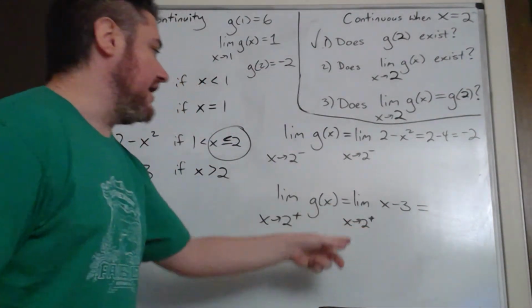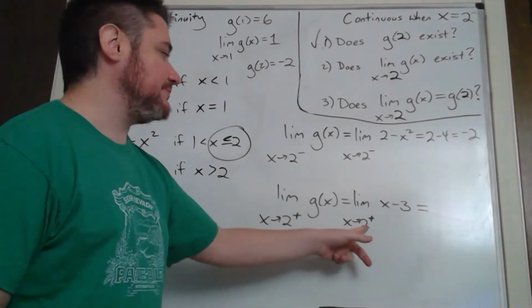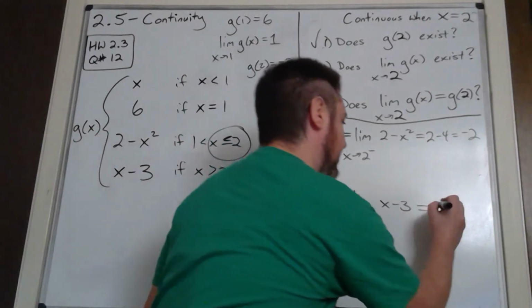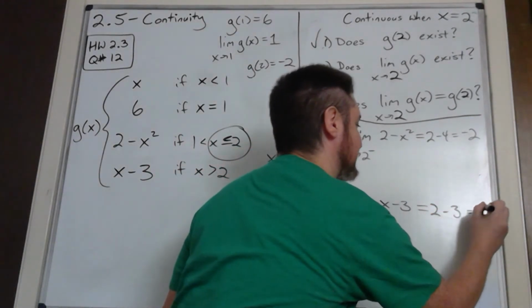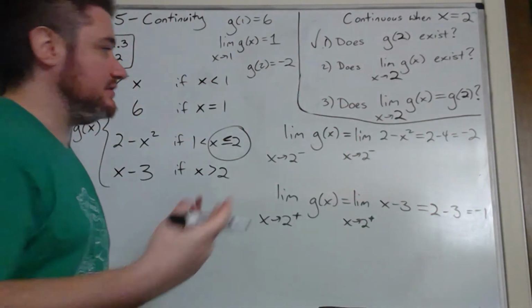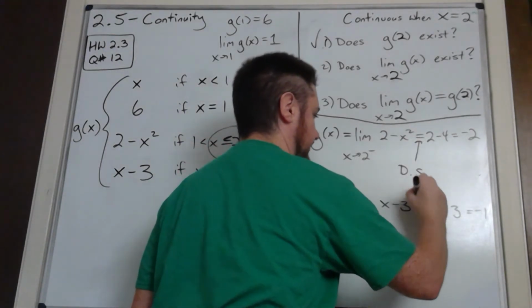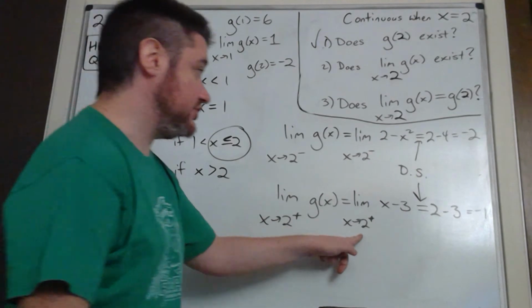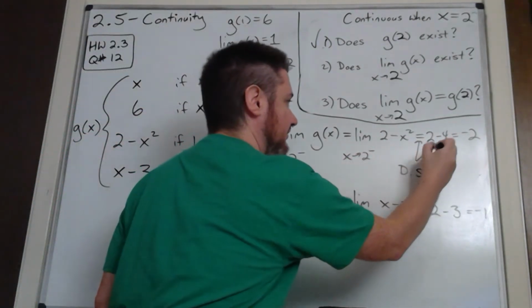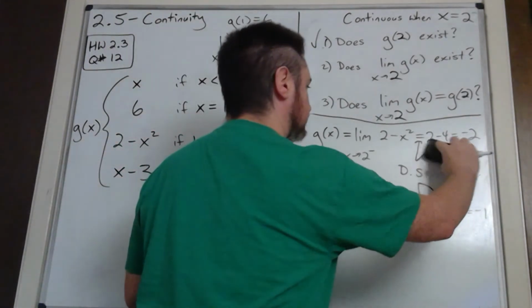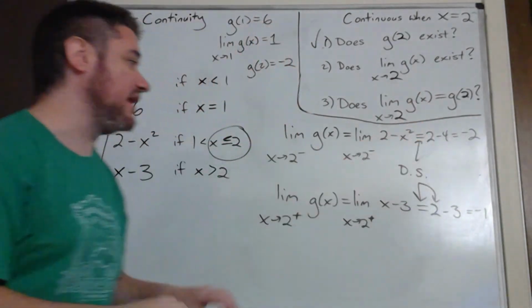What's going to happen over here? As x approaches 2 from the right, we're using this rule, so plug 2 in, and I'm going to get 2 minus 3, which is negative 1. All right. Both of those steps were direct substitution. We plug the 2 in here, plug that 2 right in. Actually, that was 2 squared, but whatever, we got it.